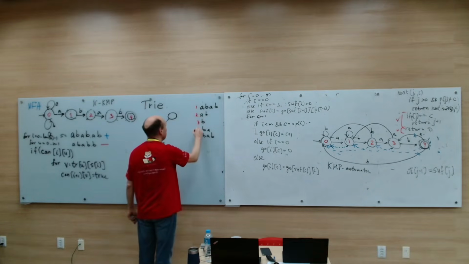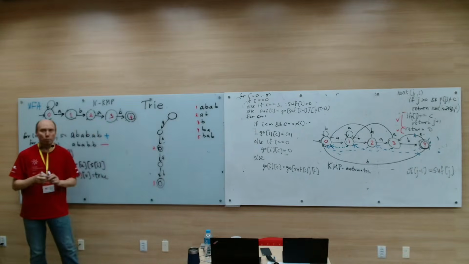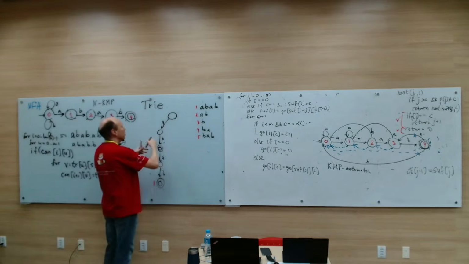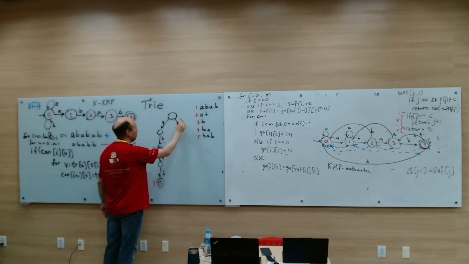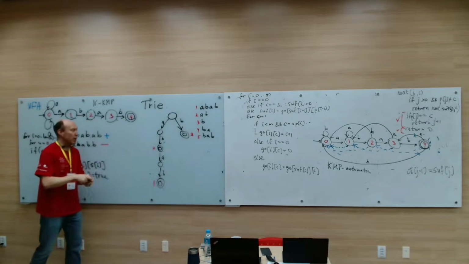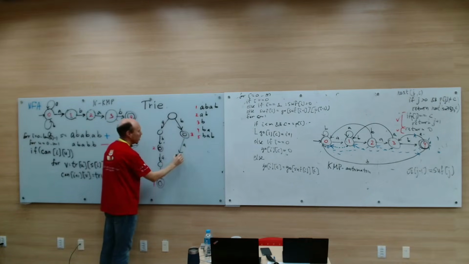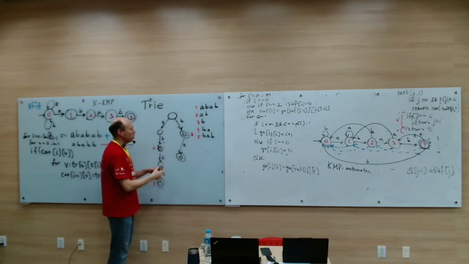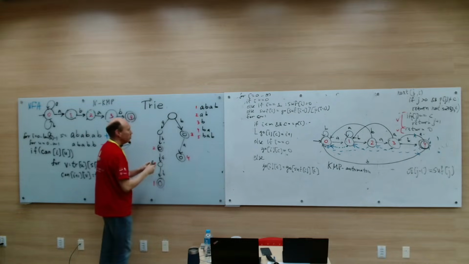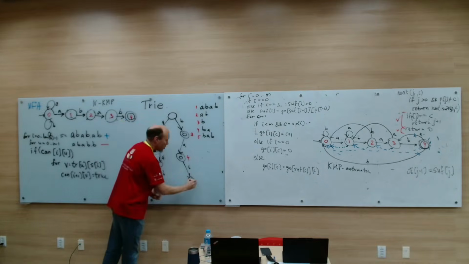1, 2, 3, 4, 5. So this is string number 1. This is string number 2. Now B. We don't have a B transition from the root yet, so we add B. And this is the third string that terminates here. Then BA. B exists, A does not exist yet, so we add A. And the fourth string terminates here, and BAB similarly we add this, and this is the trie for this set of strings.